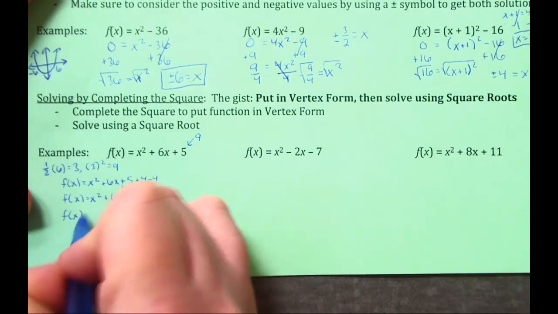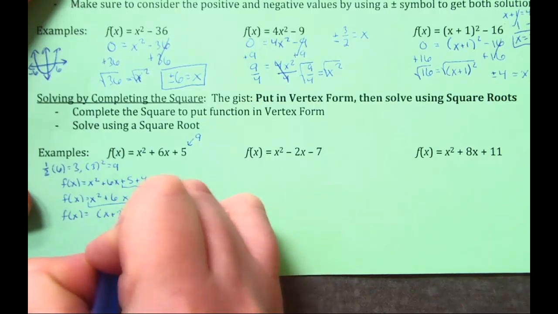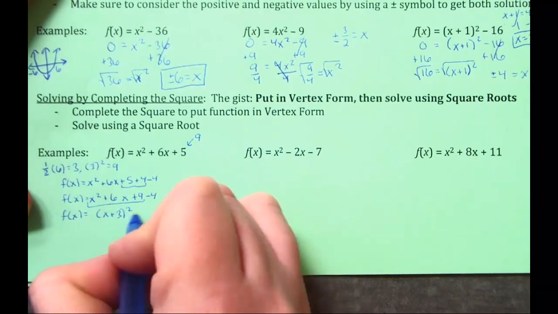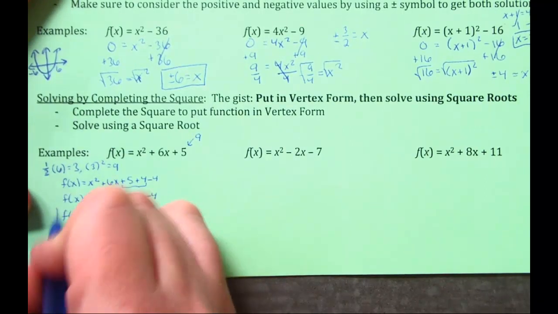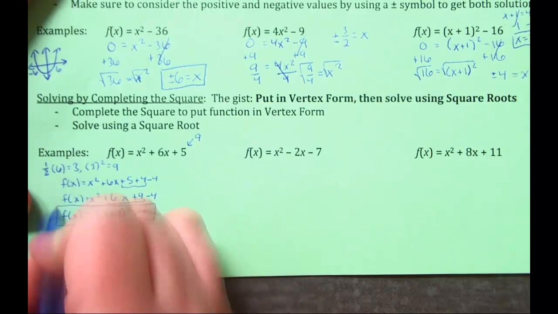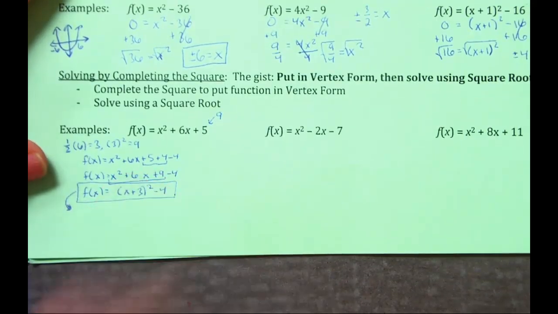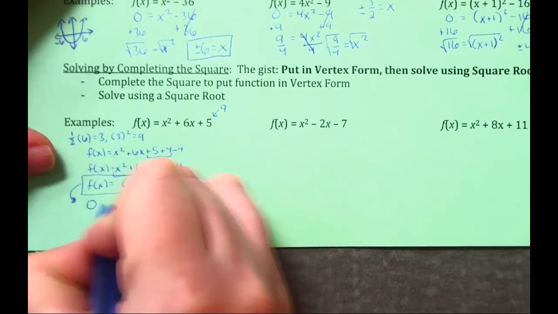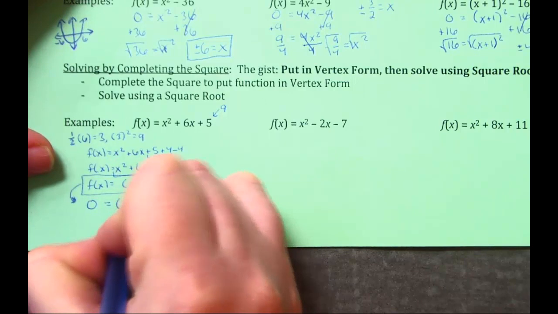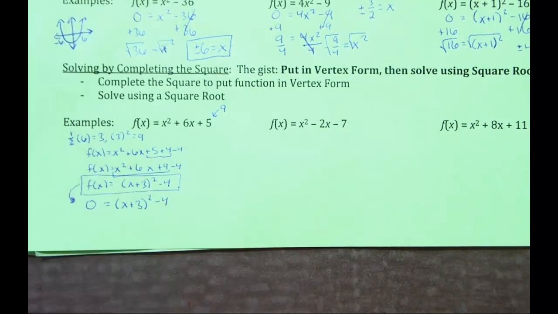Now this is the perfect square, that's x plus 3 squared, and then you have minus 4. So now that we've completed the square, now it's in vertex form. Now we can use that to solve using square roots. So to do that, I'm going to put a 0 where y is because I want to find the solutions. So now I have that.